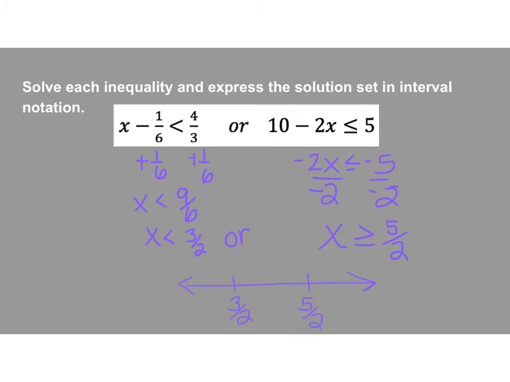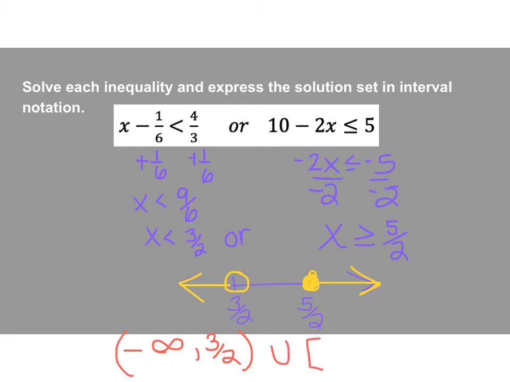So I'm going to graph my solution set on a number line, so that will help me to express my solution set in interval notation. I'm going to close circle on the right because it's greater than or equal to. And now to write this solution set in interval notation, it would be negative infinity to positive 3/2, both with parentheses, union, bracket, because 5/2 is included, all the way to positive infinity.